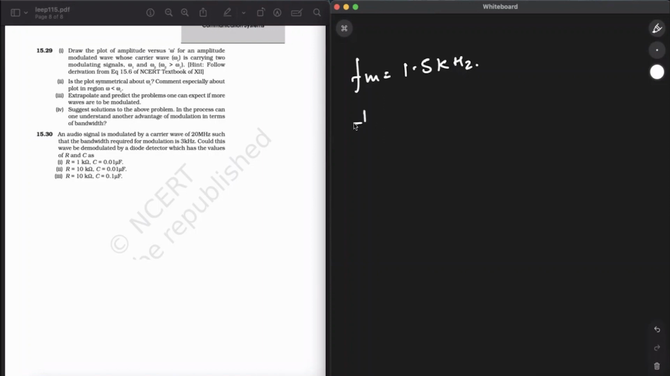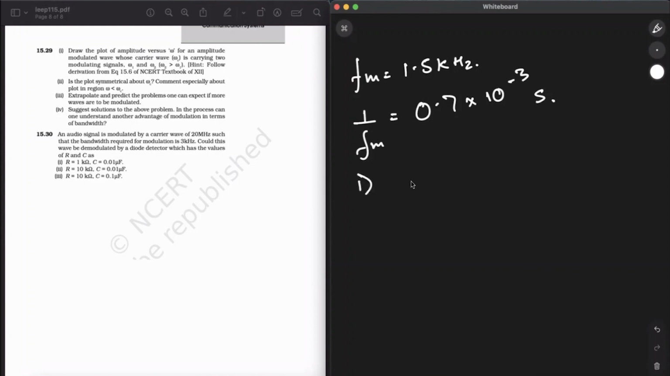Okay. Now, if I want to calculate 1 upon fm, that will be how much? 1 divided by 1500. That will be 0.666 into 10 to the power of minus 3. Then I can extract 0.7 millisecond. Okay.